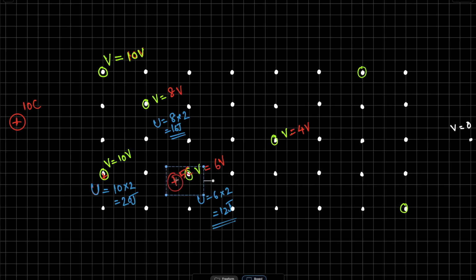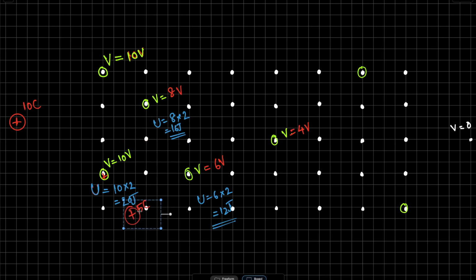You can see the potential energy is decreasing as we move away from the main charge, right? This positive charge has maximum potential energy when it is closer to the main charge. So that's how you find the electric potential energy of a test charge.